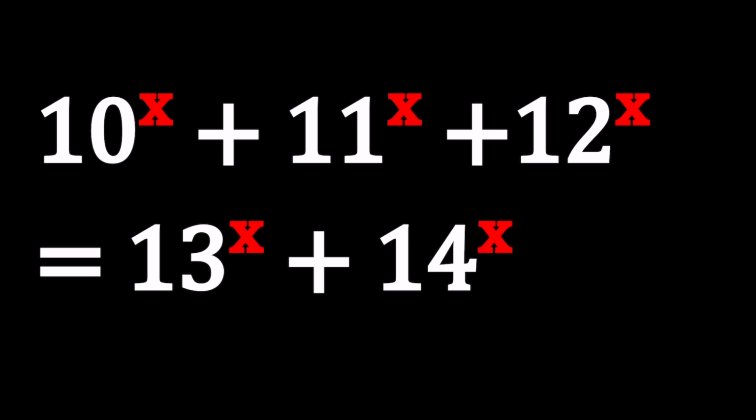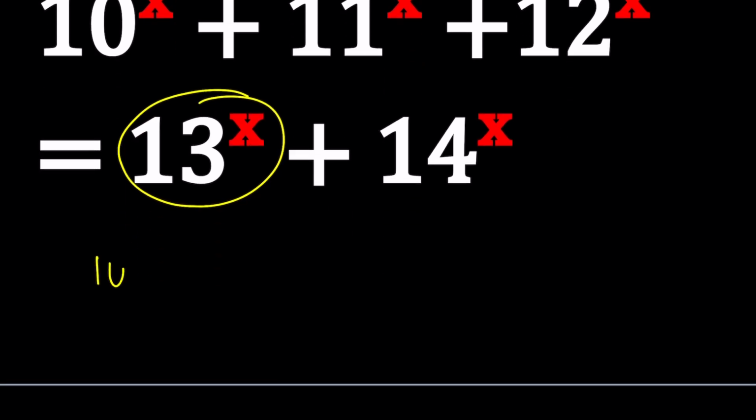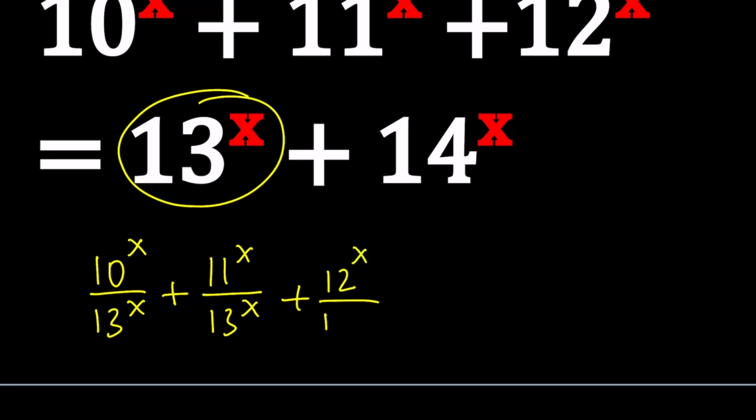Anyways, so let's go ahead and divide everything by 13 to the power x. Again, you may question why I'm not using the highest power. There's actually a good reason behind it, which you'll see in a little bit. But also explore what happens if we divide everything by 14 to the power x. So let's go ahead and divide it. 10 to the power x divided by 13 to the power x plus 11 to the power x divided by 13 to the power x plus 12 to the power x divided by 13 to the power x. On the right hand side, I'm going to be getting 1 plus 14 over 13 to the power x.